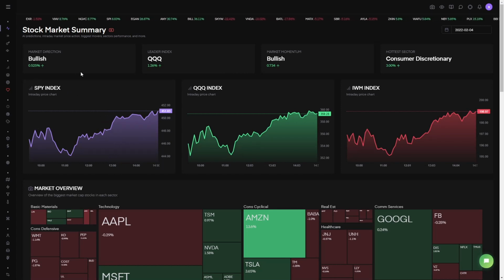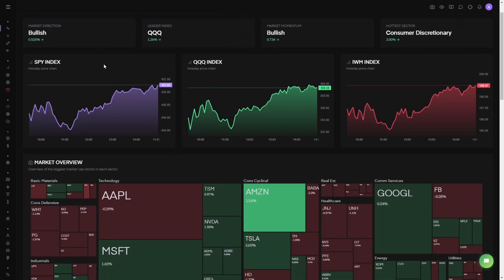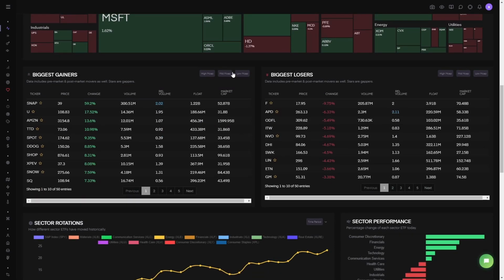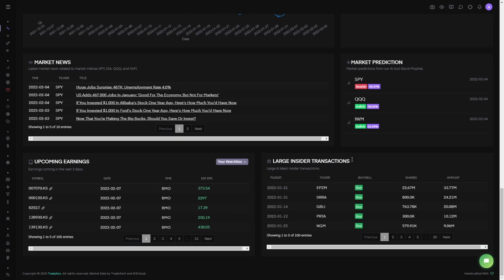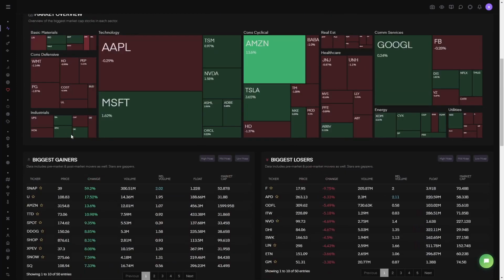So this is the initial page that you'll see. You can see different stocks at the top going around with their percentages. You can see how the index is, how the market's doing. You can see a little heat map, biggest gainers, losers, sectors, rotations, which is extremely cool. Sector performance, news, predictions on price. On Friday, SPY printed bearish, and we saw that happen at the end of the day, although we did see a nice bullish move throughout the middle of the day. Insider transactions, upcoming earnings.